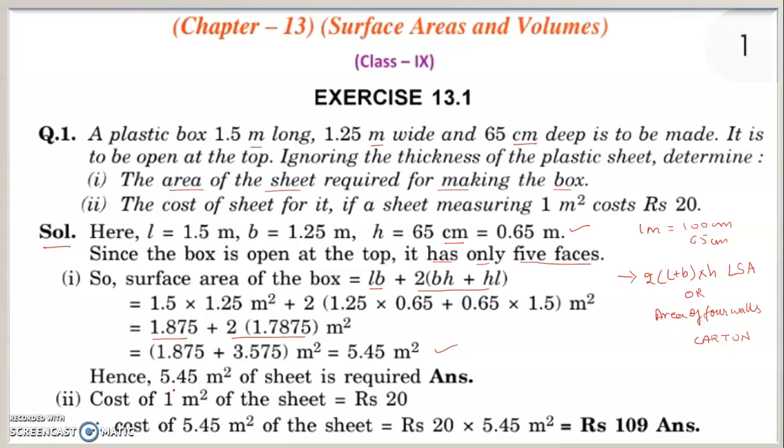So the area required for the sheet is 5.45 meter square. Second part is saying if the cost of the sheet measuring 1 meter square is rupees 20. Obviously, if 1 meter square costs rupees 20, what will be the cost of 5.45? You have to multiply. So rupees 20 into 5.45 is equal to rupees 109. Just go through the calculations, and if anywhere you find that calculations are not correct or anything is not clear, you can always get back to me, students. I hope you have followed this question. I'll proceed with the next question.